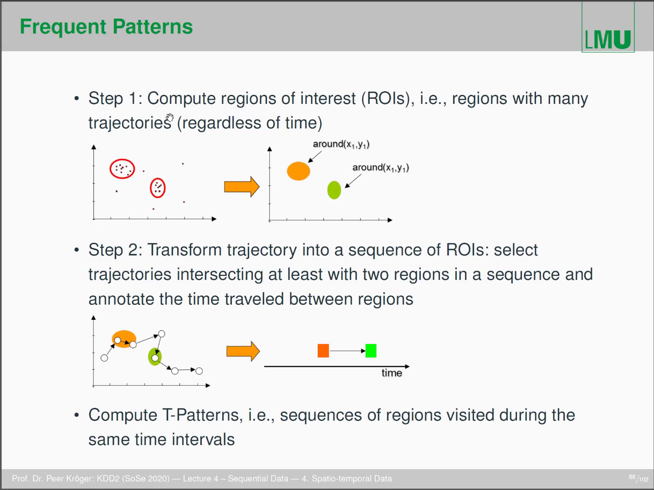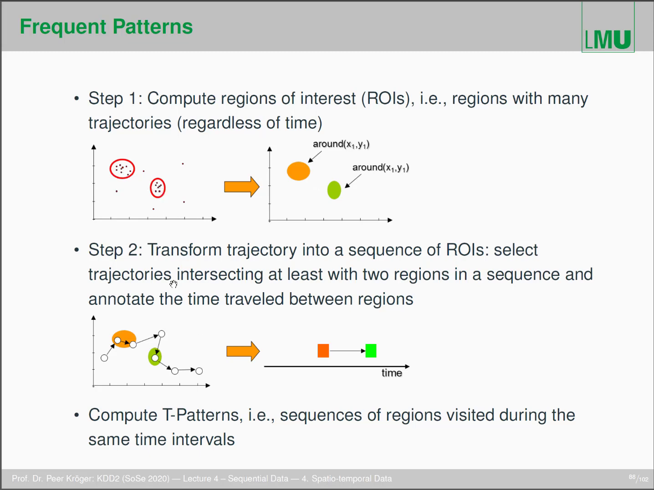And having a little bit of a closer look at the three steps. So in the first step, you want to compute the regions of interest. So regions with many trajectories, regardless of time. In that case, you just take the spatial observations, forget about the time slots, and then do a clustering in the two-dimensional, or in the spatial dimensions, yeah. And those observations that are close to each other, regardless of time, are considered to be regions of interest. Yeah? So in that case, it would be this one and this one here.